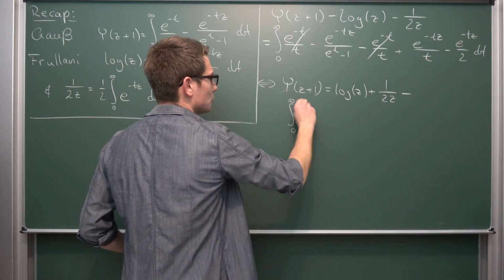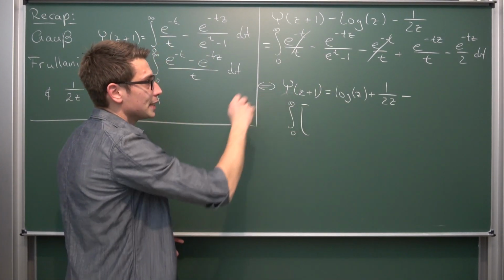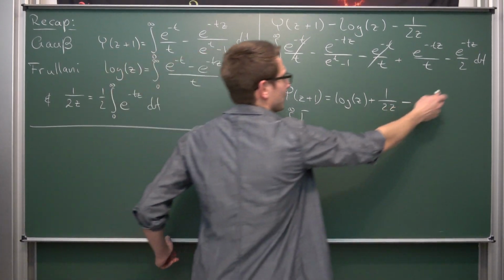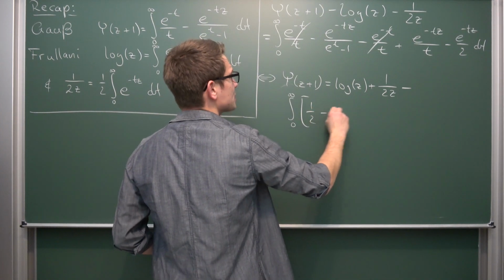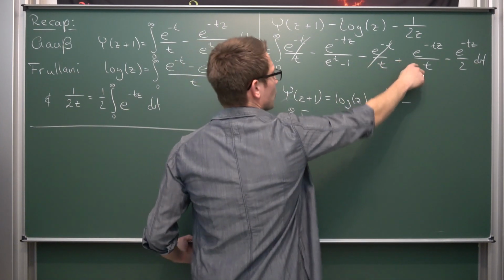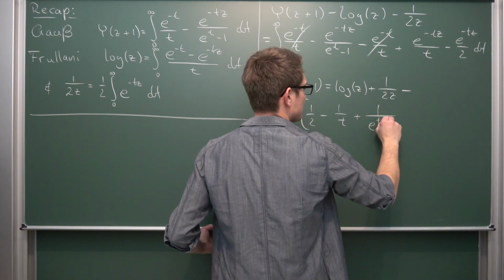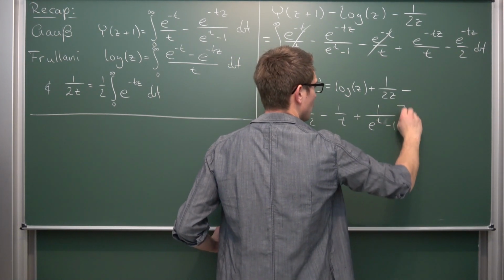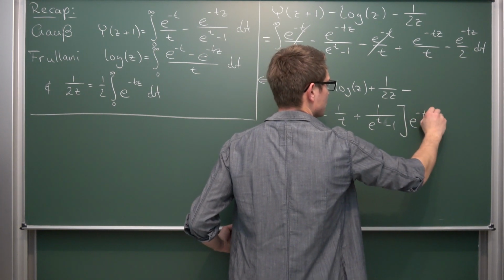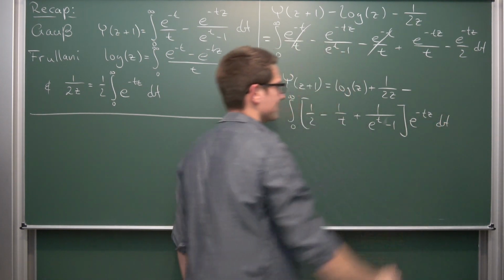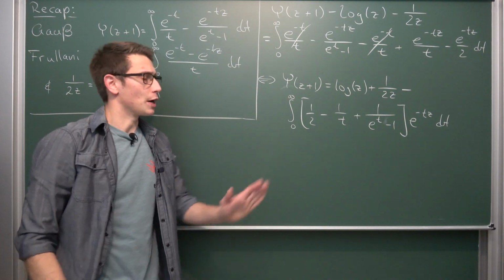Now we are going to factor out e to the negative tz, meaning what we still get, after factoring out the negative sign, is 1/2 at first, then negative 1 over t, and then plus 1 over e to the t minus 1. All of this multiplied by e to the negative tz, integrated with respect to t. And this is it right now.